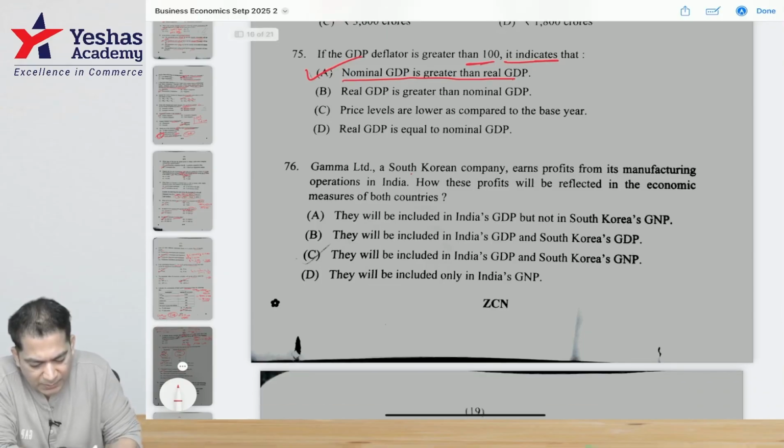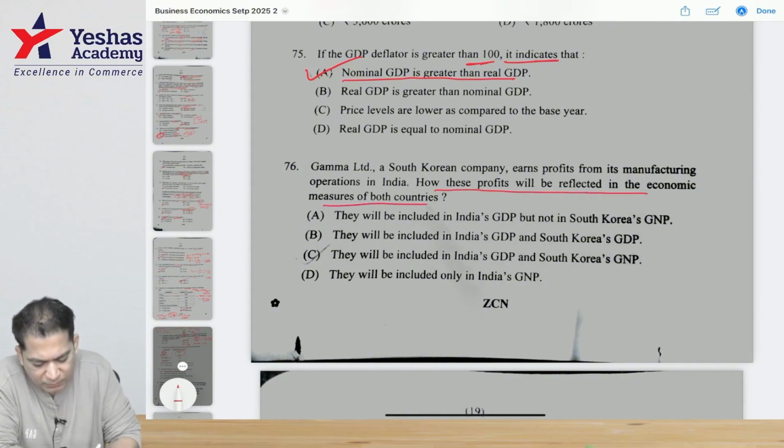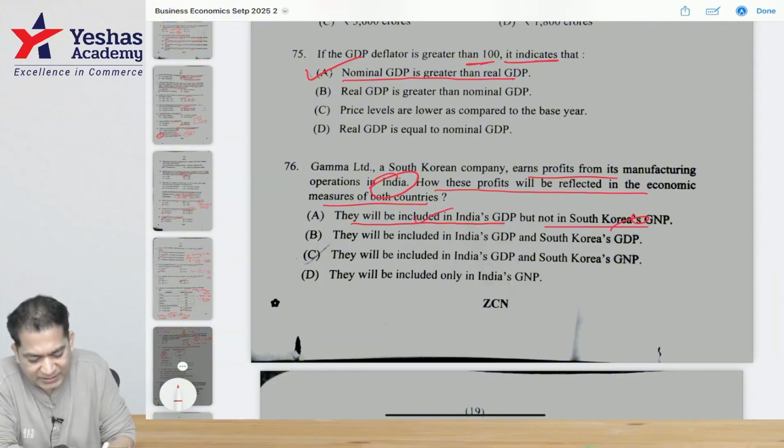So, Gamma Limited, a South Korean company, earns profit from its manufacturing operations in India. How this profit will be reflected in the economic measure of both the country? Earns profit from its manufacturing operations, so it will be added to India GDP, but South Korea's GNP. They will be included in India GDP, but not in South Korea GNP. No, first part is correct, second is wrong. They will be included in India GDP and South Korea GDP. No, wrong. They will be included in India GDP and South Korea GNP. Yes, that is correct. C is the answer.